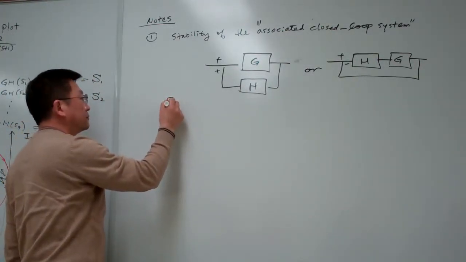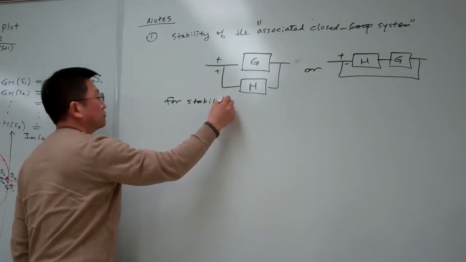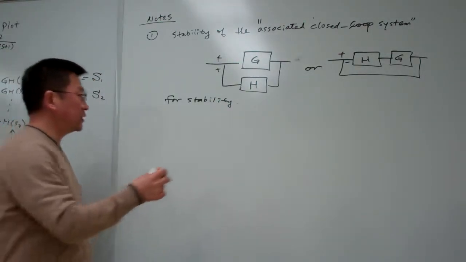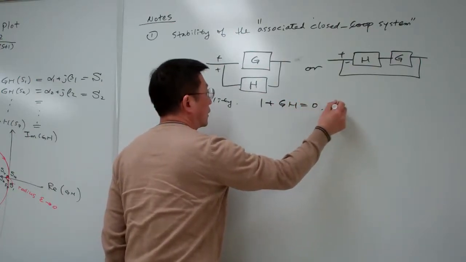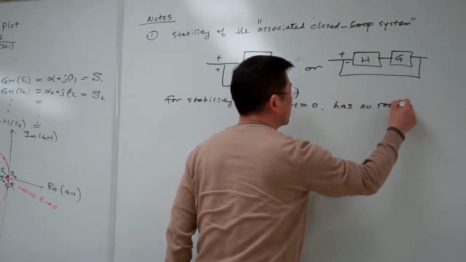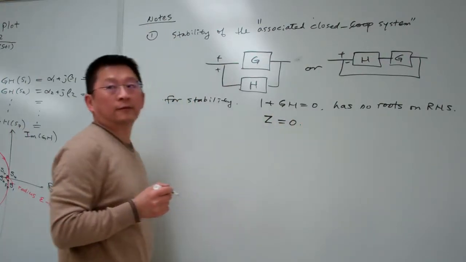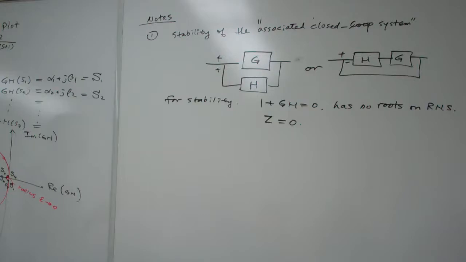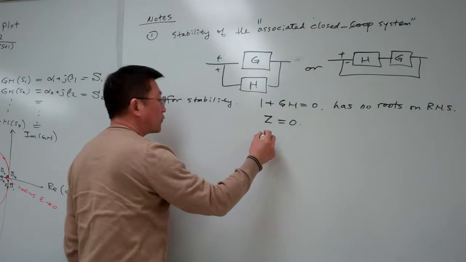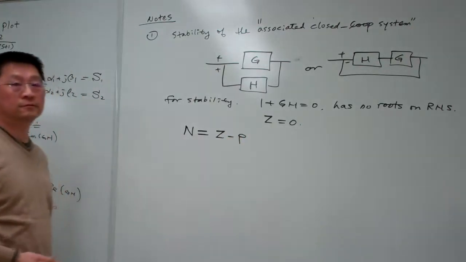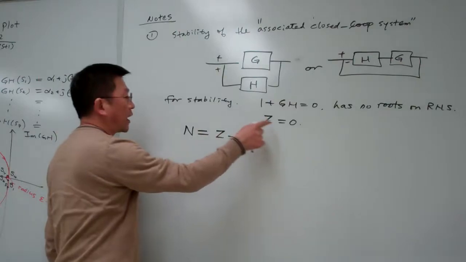So for stability, we ask that all the roots of the characteristic equation have no root on the right-hand side of the complex plane, so that means D must be equal to 0. Okay, so for this note I apply the Nyquist stability theory. The Nyquist stability theory says N equals Z minus P. Right. Okay, so now for stability, we ask Z equal to 0.